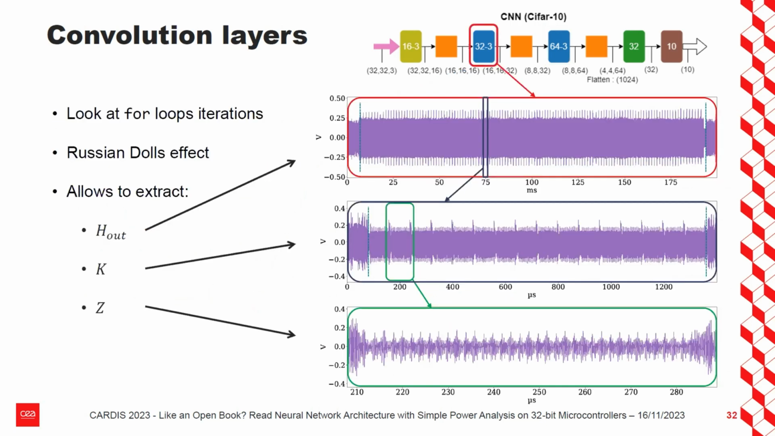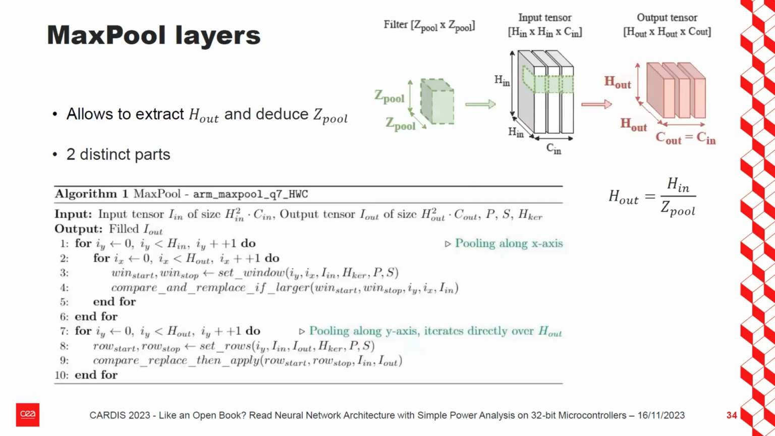So to remind what the Rochandol effect is, it allows us to progressively recover different hyperparameters such as H out, K, and Z. And once those 3 hyperparameters are extracted, the attacker can simply deduce the stride and padding values that are used by the layer, because the padding value is necessarily smaller than or equal to the size of the kernel that is used. So now let's jump to max pool layers.